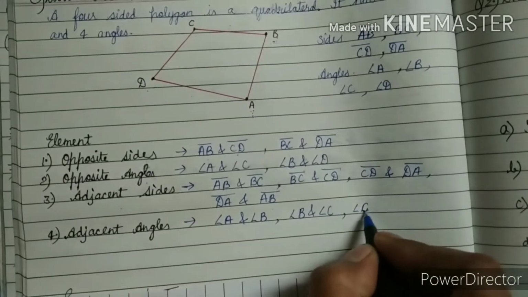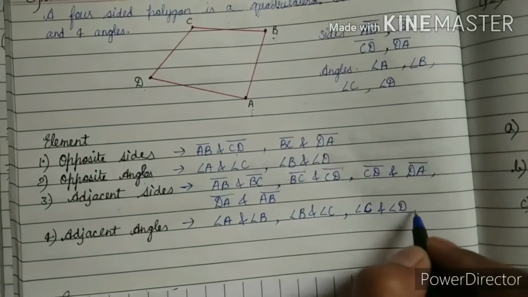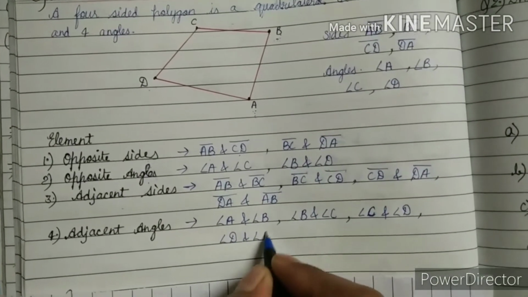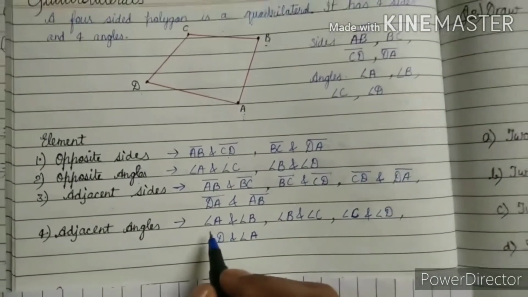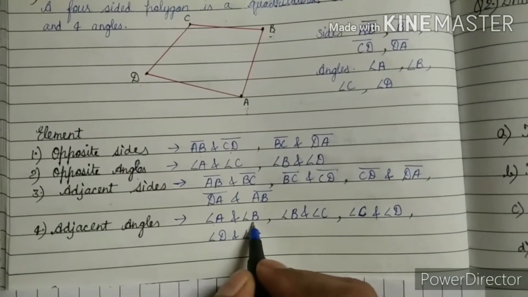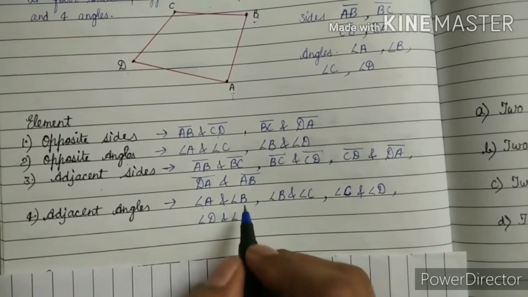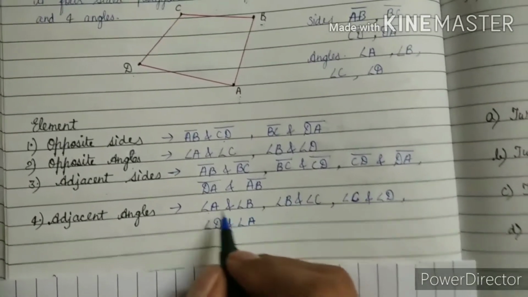Angle C neighbor is angle D. Now last, angle D neighbor is angle A. It does not only mean that angle A neighbor is angle B; it also means that angle B neighbor is angle A.